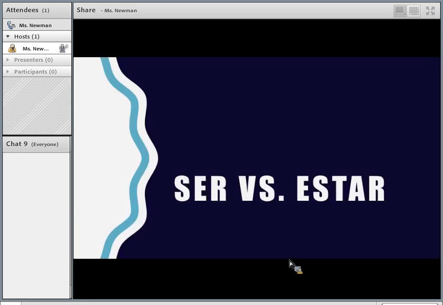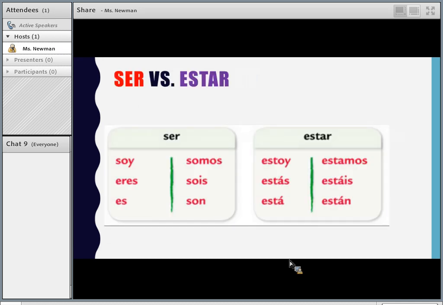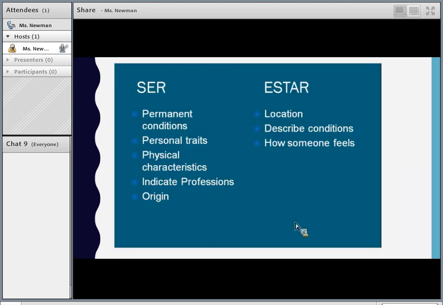Okay, let's identify the differences here between ser and estar. There's two verbs in Spanish that both mean to be. So your learning target is to identify the differences between ser and estar. So here are our verb charts first off. We just went over the conjugation for ser, so let's go ahead and review the conjugation for estar. We have estoy, estás, está, estamos, estáis, están. They both mean to be, but there are different uses.